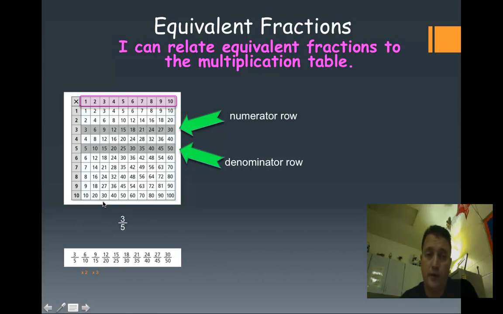So how about 12/20? Well, we use 4 as our multiplier. And you will see that pattern 5, 6, 7, 8, 9, 10. You can see all of these are equivalent to 3/5. They all mean the same thing. Now, when you're looking at 3/5, I also want you to recognize that that fraction is in simplest form. The only factor that 3 and 5 share in common is 1. There's no other number that goes into both of those numbers.